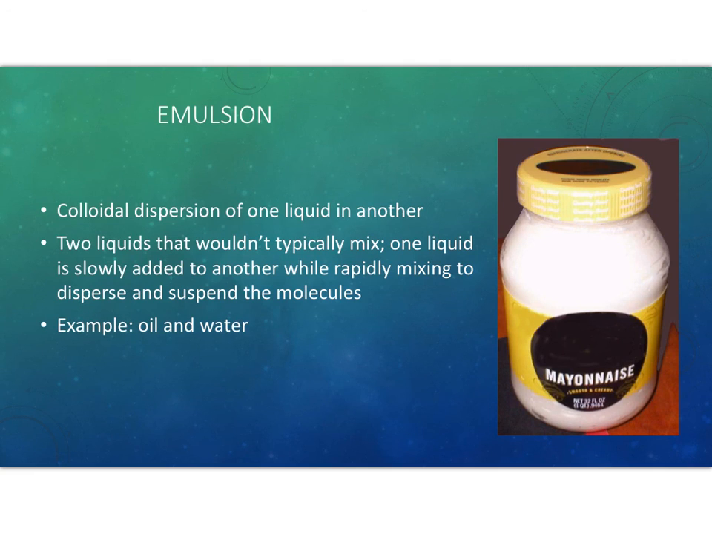The last type of heterogeneous mixture is called emulsions. An emulsion is a colloidal dispersion of one liquid and another. So to have 2 liquids that are mixed or suspended one in another, we have to have liquids that wouldn't typically mix one with another, like oil and water. A classic example of an emulsion is mayonnaise. Mayonnaise is a mixture of oil, egg yolks, lemon, and vinegar.